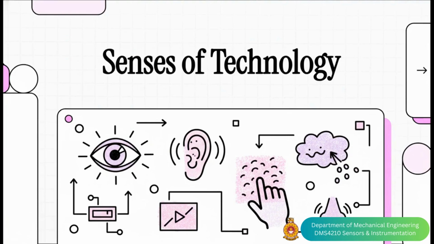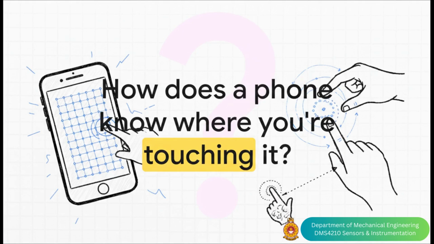Today, we are diving deep into the hidden senses of our technology. We're going to pull back the curtain and look at the fundamental principles that let our devices see, hear, feel, and even smell the world around them. How do they turn physical reality into digital information? Let's find out.